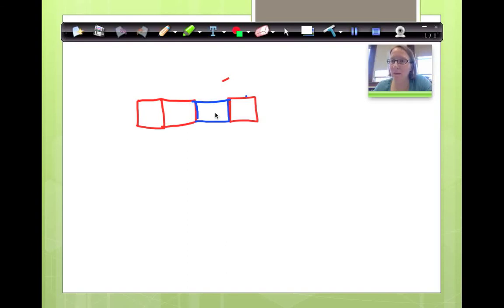Now, what fraction does the blocks show? What is my unit fraction? My unit fraction is 1/4 because I have it cut into fourths, right? 1, 2, 3, 4. Okay, now the size of this fraction is going to be what? What is my whole? My whole is going to be 4/4, right?